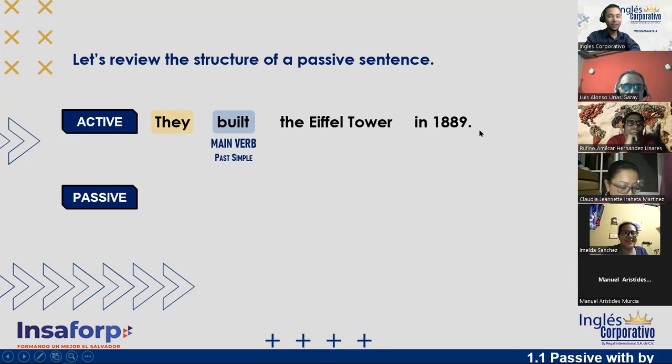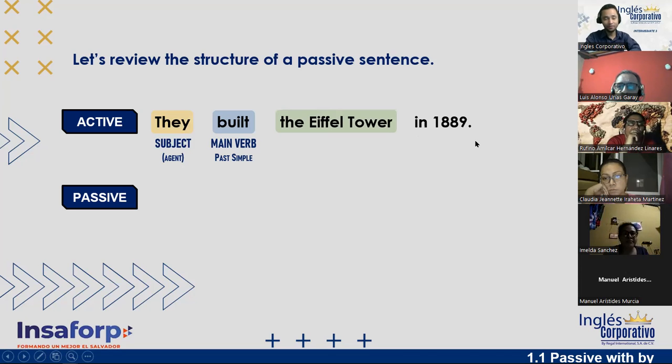So they built the Eiffel Tower in 1889. So you know we have the subject, they, then you have the verb, which is built, and we know it's in past simple. And after that, you identify the object. And what is the object? The object is the Eiffel Tower. Why? Because we say they built what? The answer is the Eiffel Tower. That's the object. And then we have this, in 1889. This is a phrase that indicates time.